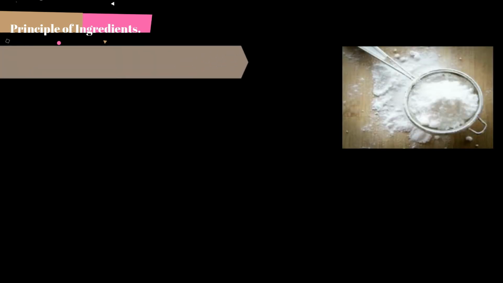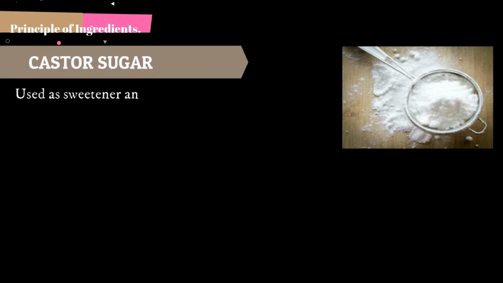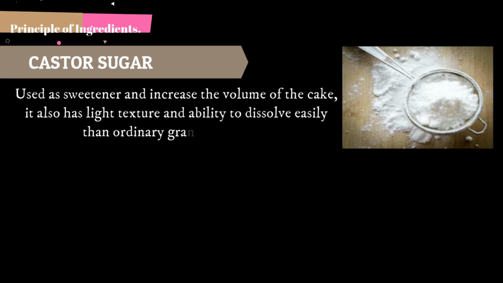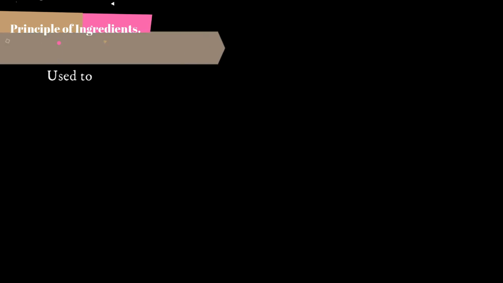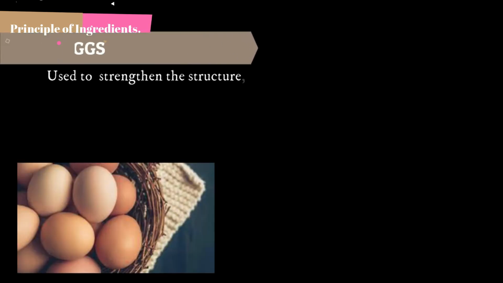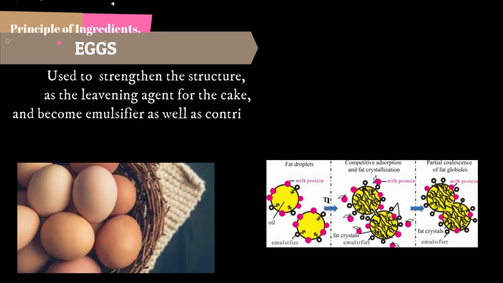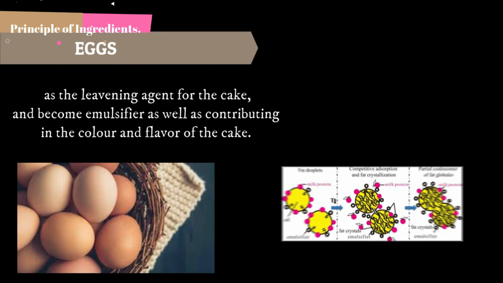Next is castor sugar. It is used as a sweetener and increases the volume of the cake. It also has a light texture and the ability to dissolve more easily than ordinary granulated sugar. Next, we have eggs. Eggs are used to strengthen the structure and also as a leavening agent for the cake. Egg can also become an emulsifier as well as contribute to the color and the flavor of the cake.